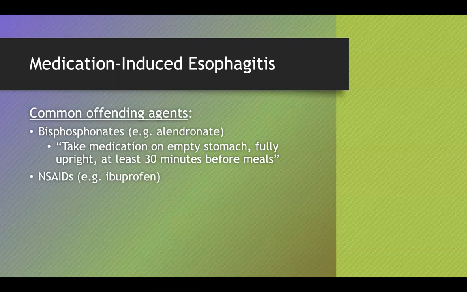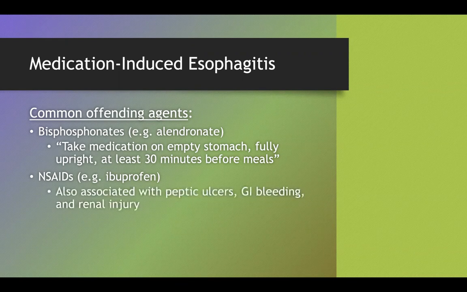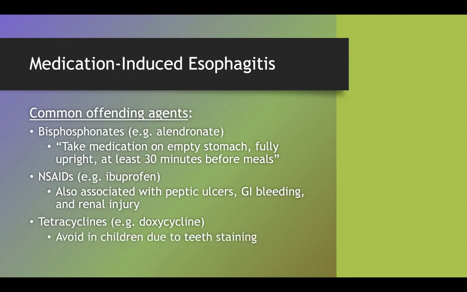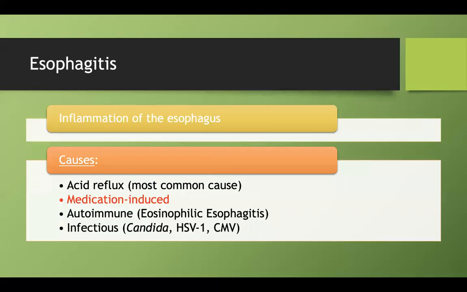NSAIDs can cause esophagitis just like they can cause gastritis and gastric ulcers. So that's something to keep in mind. They can also cause renal injury, GI bleeding, and peptic ulcers. Those are the main things you need to know about NSAIDs. And then tetracyclines like doxycycline can cause esophagitis. I think one of the resources mentioned that. I've never seen that on a test, but it's something to keep in mind. But you should avoid tetracyclines in children due to teeth staining. Just remember that.